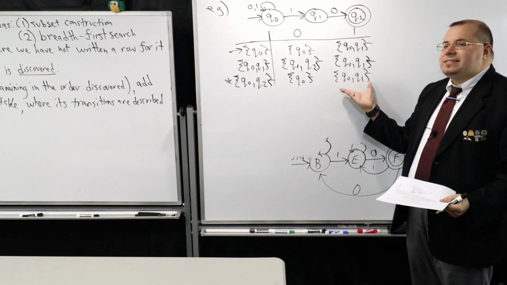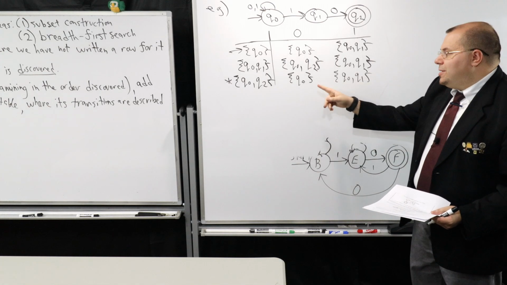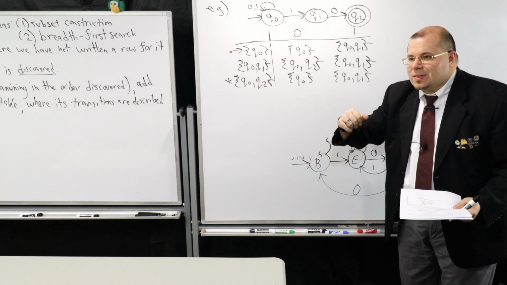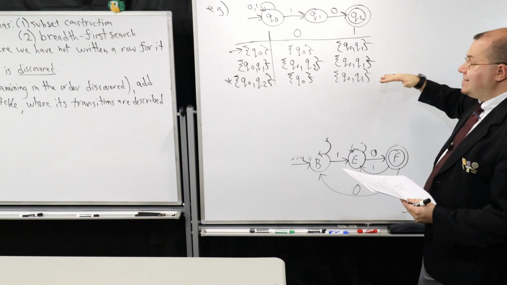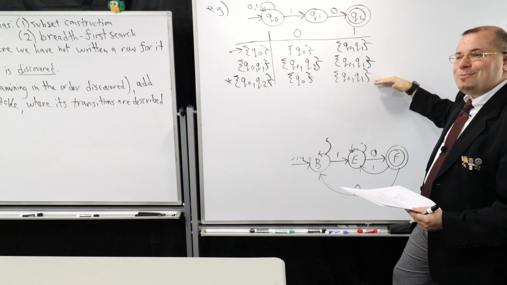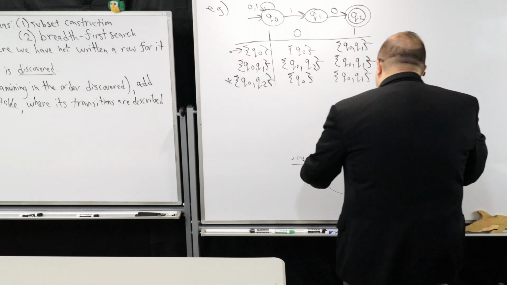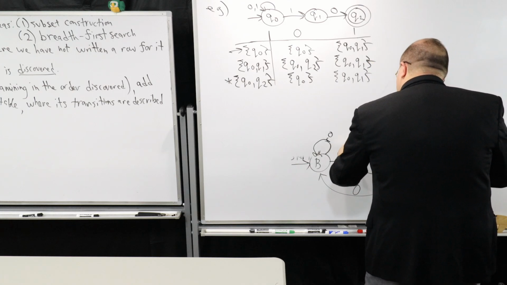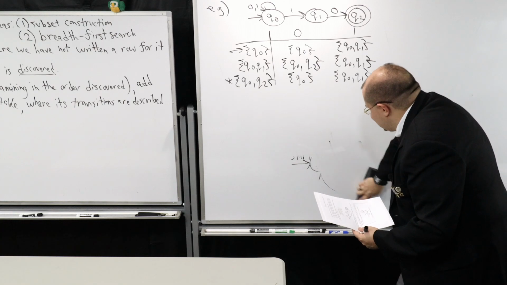Do you see any states that I have not accounted for in this table? Every one that appears here has its own row, right? So I have not discovered any new states, hence I'm done. Do you see how much faster this is to do? And now this is the fun part. I kind of erased a little bit of it. Actually, let me just redraw it. I'll let you keep that in mind.